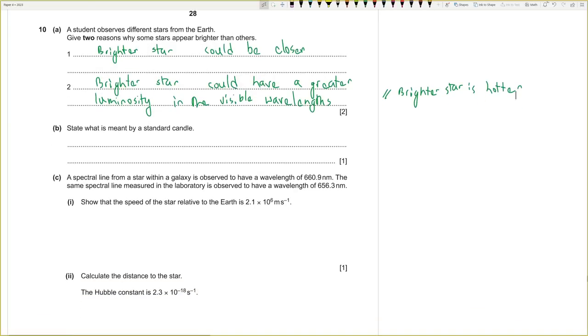Nice. What is meant by standard candle? So it's basically a star or galaxy with known luminosity. So it is an object with known luminosity. That's it.